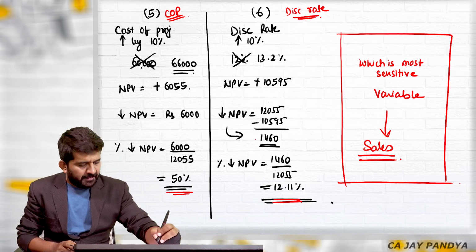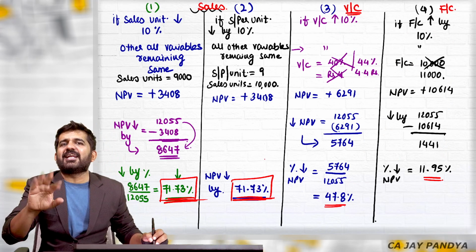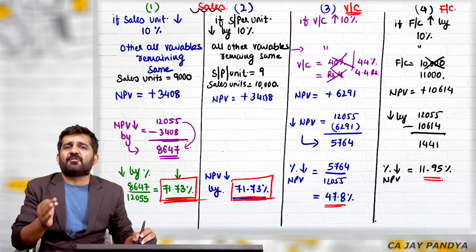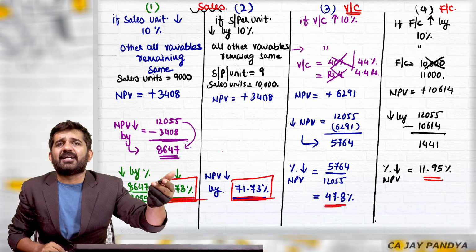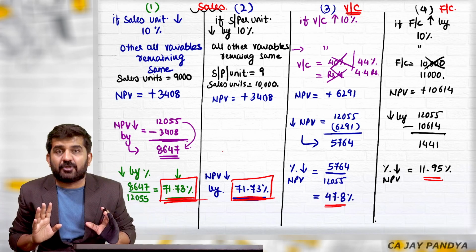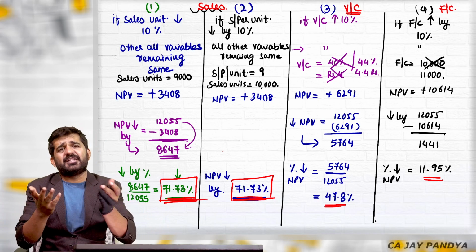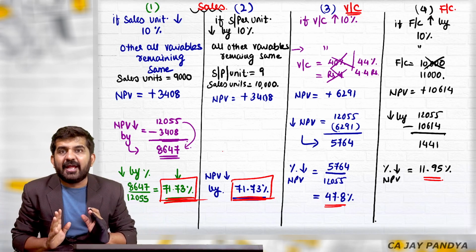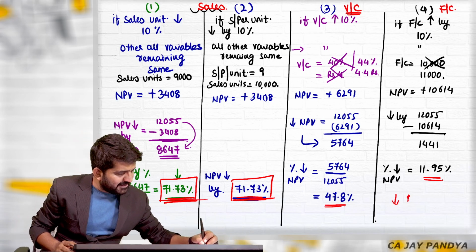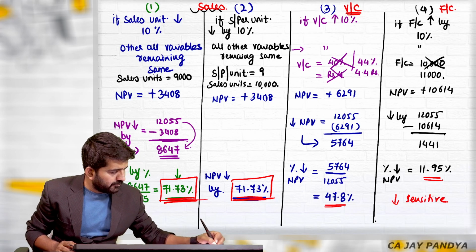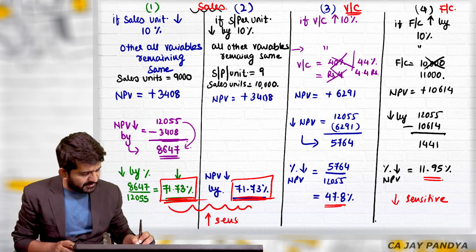Try to understand, the least sensitive variable is fixed cost. So they will not analyze fixed cost, whether it will increase or decrease. Even if fixed cost increases by 10%, there is not much effect on NPV. If fixed cost increases by 20%, believe me, there also will not be much impact on NPV. So fixed cost is less sensitive and sales is more sensitive.